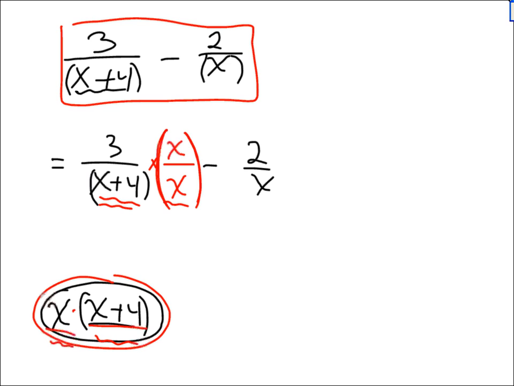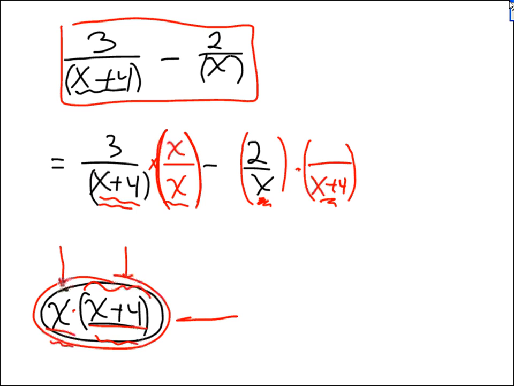Now, the second fraction has x on the bottom. It has the x factor. It does not have the other factor, x plus 4. So I want to change the way it looks. That means I want to multiply by 1. If I put x plus 4 in the bottom, then my denominator will be x times x plus 4, just what I want. Well, I better do the same to the top.